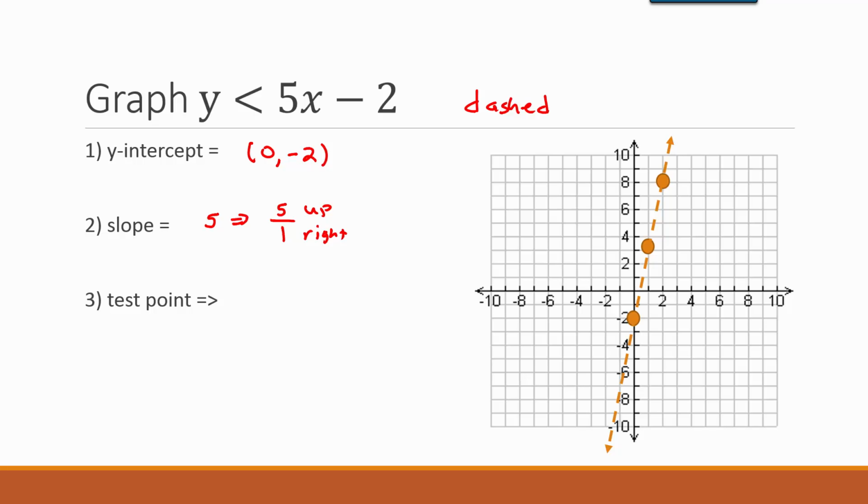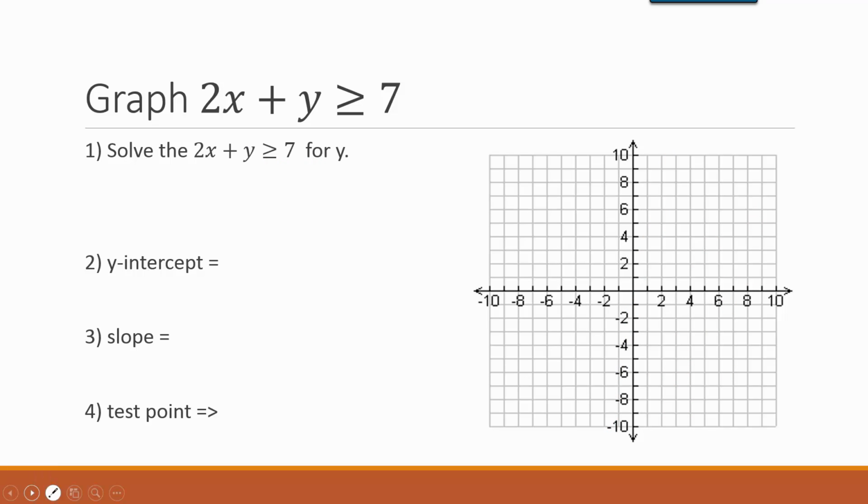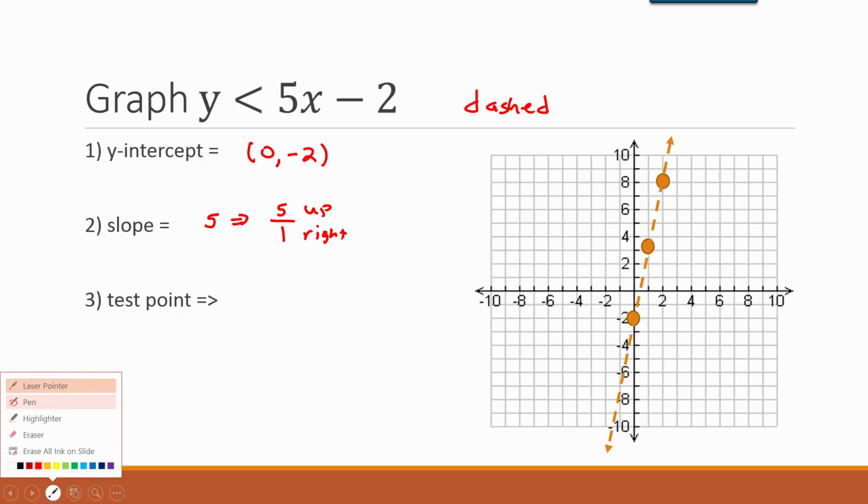Now I have to determine which side to shade on. I can use the test point method, or I can look at this and see that it says y is less than. With y is less than, if I go to my y-intercept and go underneath it, then I see that I end up on the right side of my line here. So everything on this side of my line should be my solution. However, let's pick a test point. And the easiest test point to use is 0, 0, as long as your line doesn't go through it.